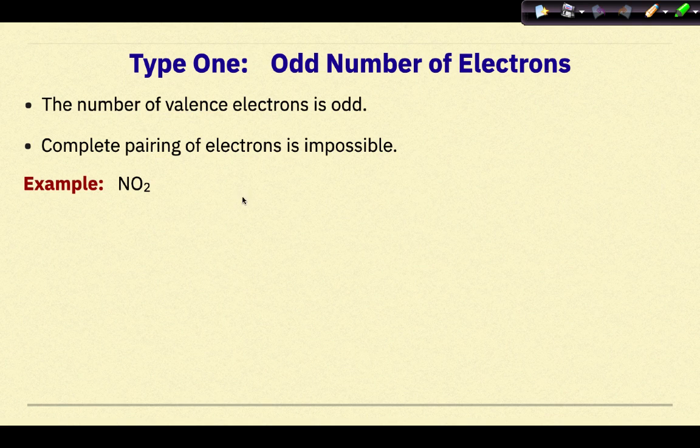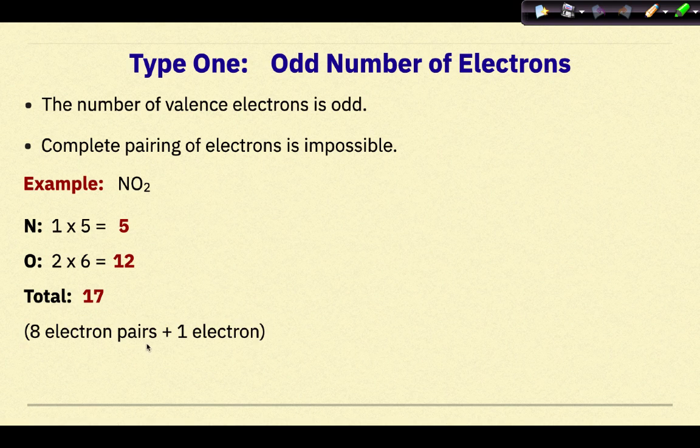Let's do another example, looking at the molecule NO2. So in this situation, we have 1 nitrogen, 5 valence electrons for a total of 5 electrons to work with. Now we have oxygen, but we have 2 oxygens, 6 valence electrons apiece, total of 12 electrons to work with, for a total of 17 electrons, which is 8 electron pairs and 1 extra electron.